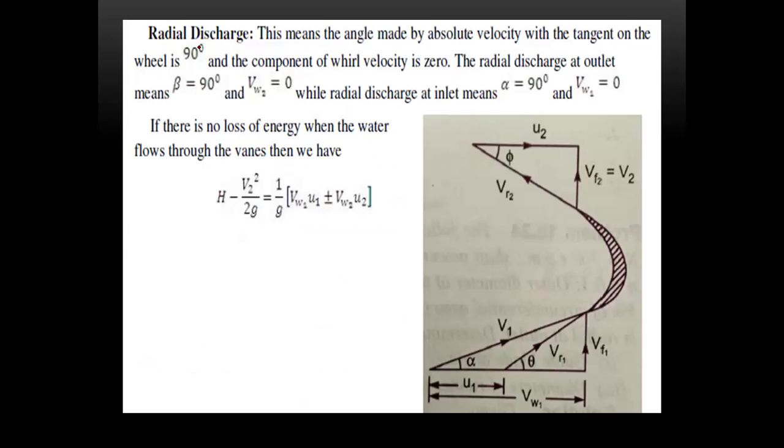Next, coming to the radial discharge. So the formula is H minus V square by 2g equals 1 by g into Vw1 U1 plus or minus Vw2 U2. Next.